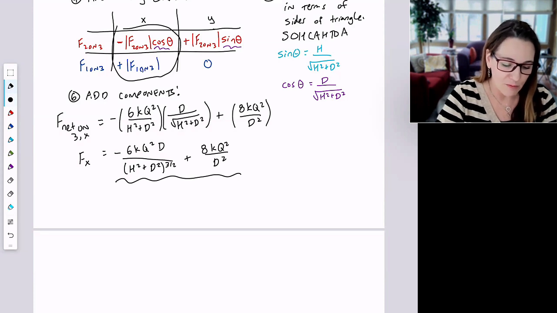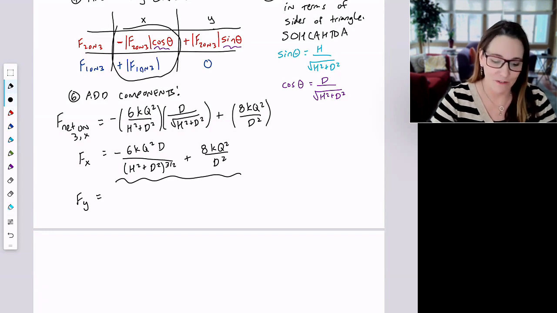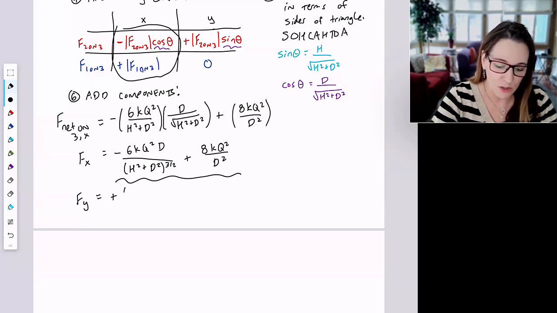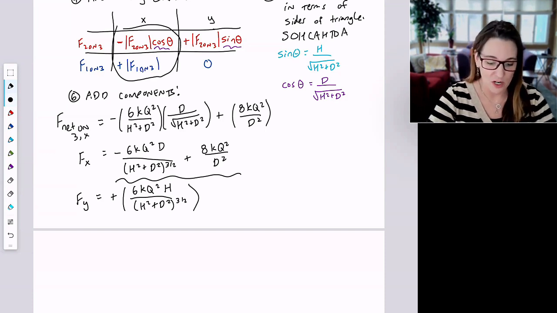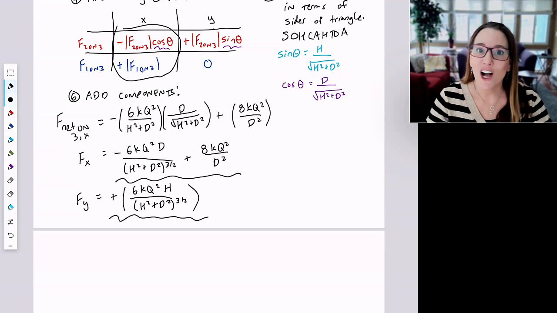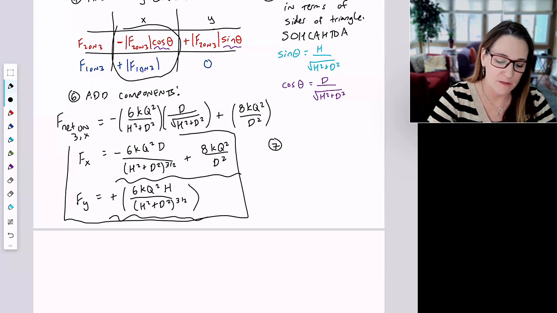And then similarly, I'm going to have my force in the y direction doing this same sort of thing. So for the force in the y direction, I only have that one component of the vector. So it's going to be simply positive the force that 2 exerts on 3, that magnitude. So that's going to give me a 6k Q squared over r squared, but times the sine theta is going to give me a factor of h on top, and then on the bottom, h squared plus d squared all to the 3/2, kind of jumping straight to that simplification. And so that is my net force. There isn't another step, because if it just asks you for the net force, then component form is perfectly valid.